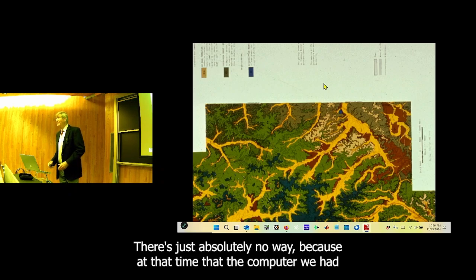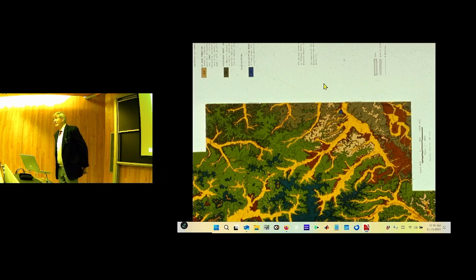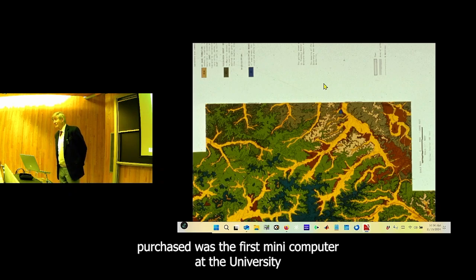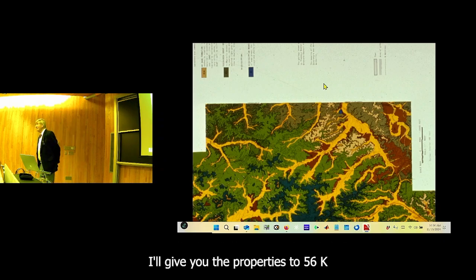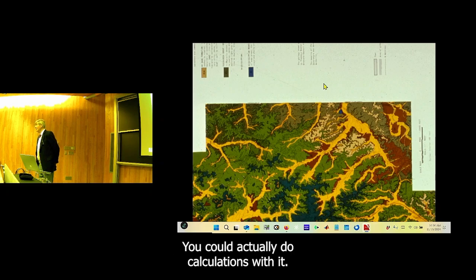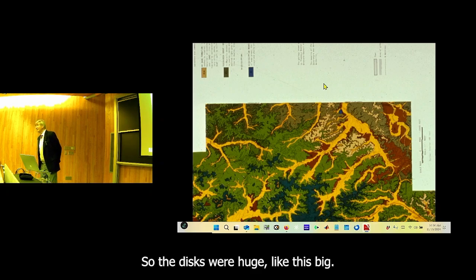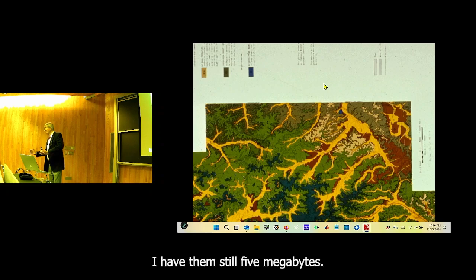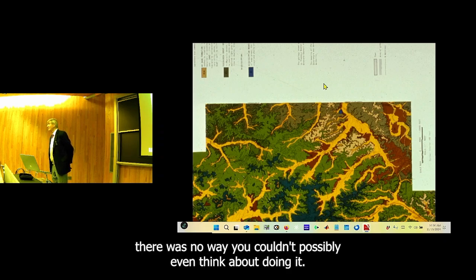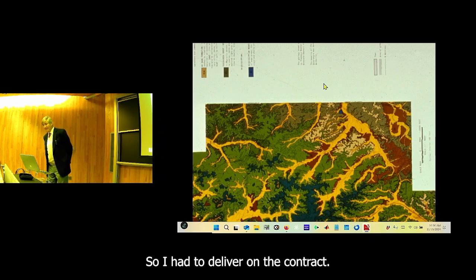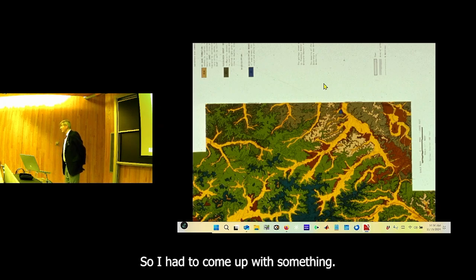Because at that time, the computer we had purchased, it was the first minicomputer at the university, with funds from the National Science Foundation. I'll give you the properties. 56K. 32-bit, that was why it was useful. You could actually do calculations with it. 32K. The disks were huge, like this big. I have them still. 5 megabytes. So, yeah, there was no way. You couldn't possibly even think about doing it. So we were on the contract, so I had to come up with something.